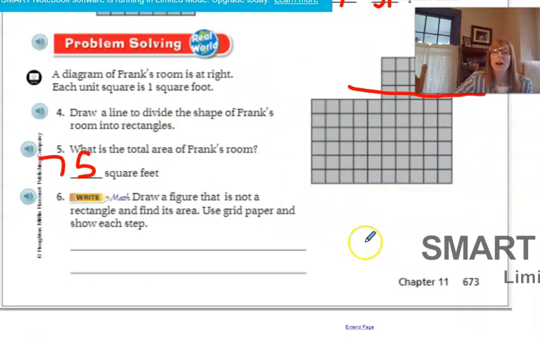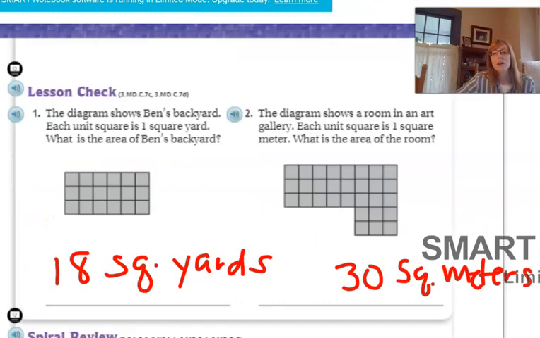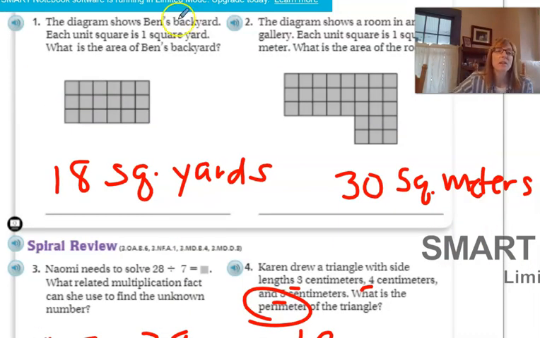Down below here, you have a diagram that we broke into 2 parts, 2 different rectangles. Once I did the math, I got 75 square feet for my area, okay? Going on to the lesson check. So this was Ben's backyard. It said, what was the area? As soon as you hear area, you know you're multiplying. So I had 3 groups of 6, which gave me 18 square yards. This one, I broke it in different pieces, okay? So I did this one, and then I did this one, and I got 30 square meters.